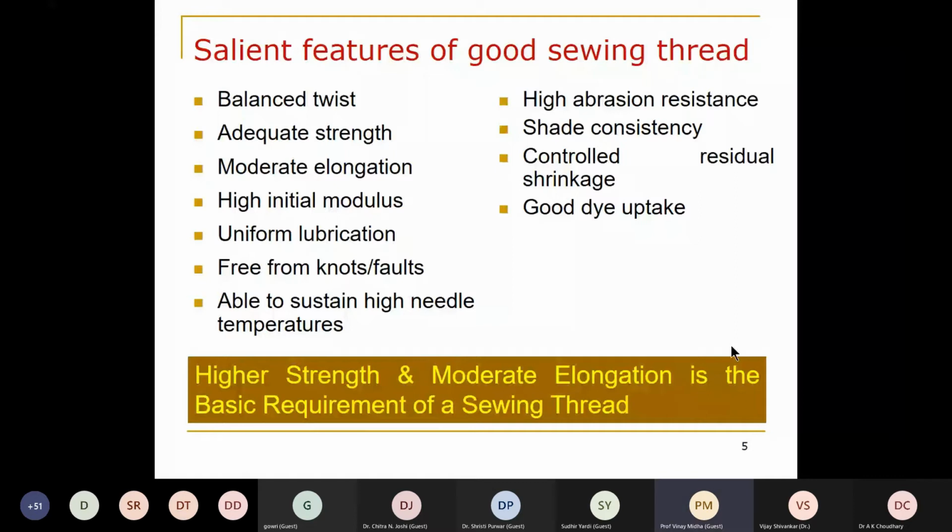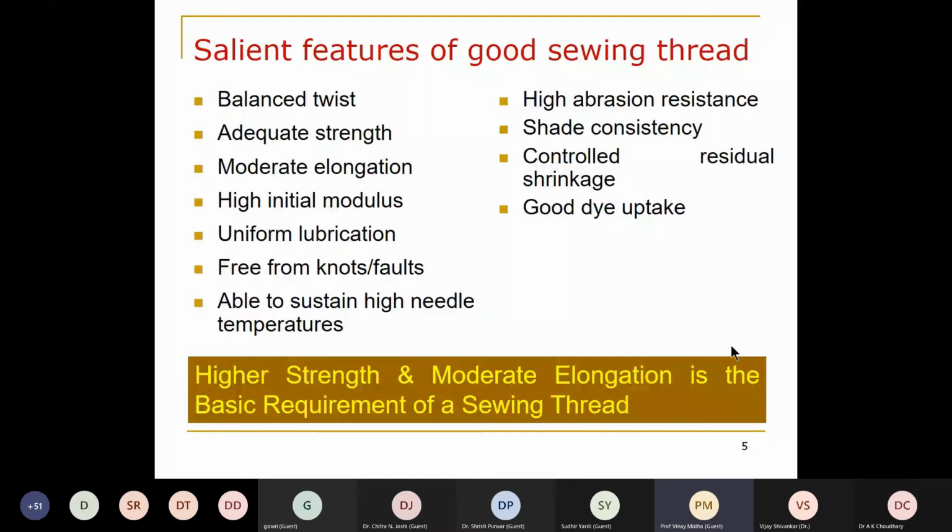Then it should have high abrasion resistance also. It should not get abraded while passing through the needle eye, and during its usage also. During the washing of these particular garments, it should not get damaged. Then it should have shade consistency also.